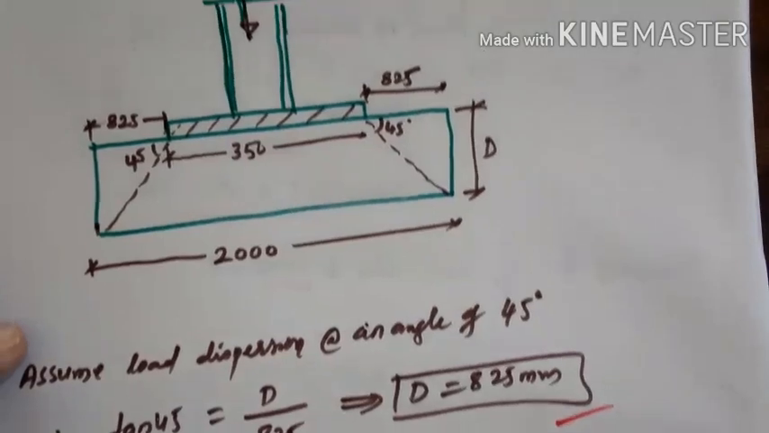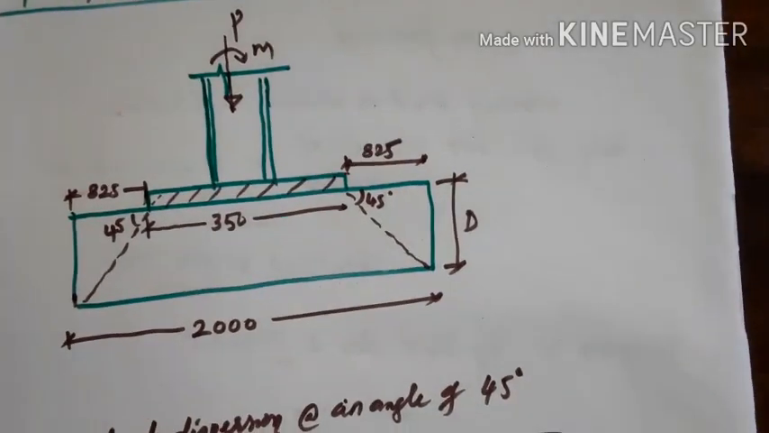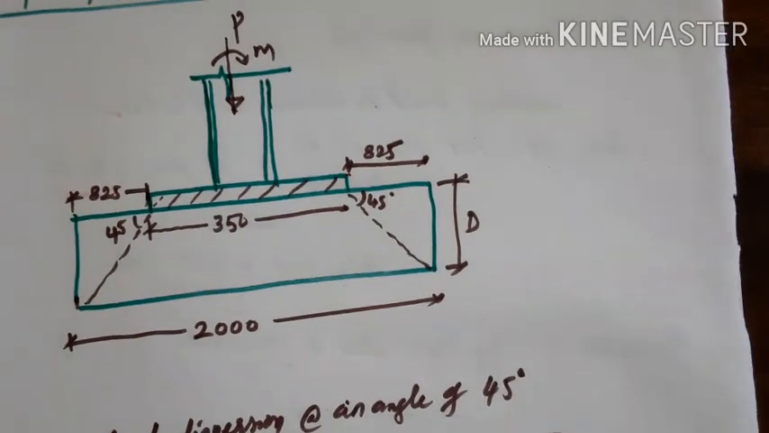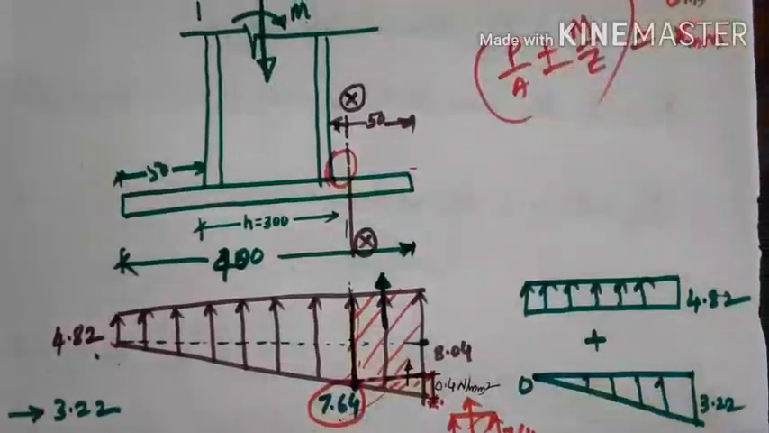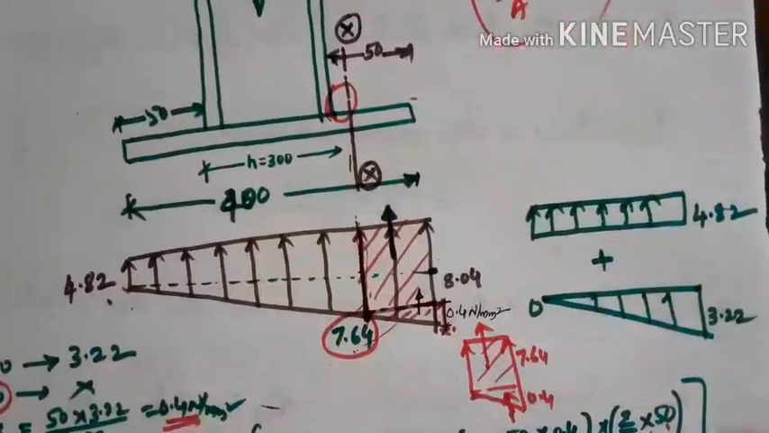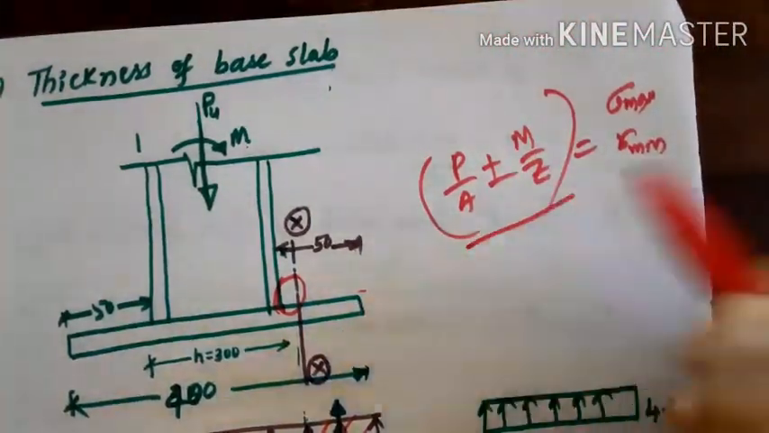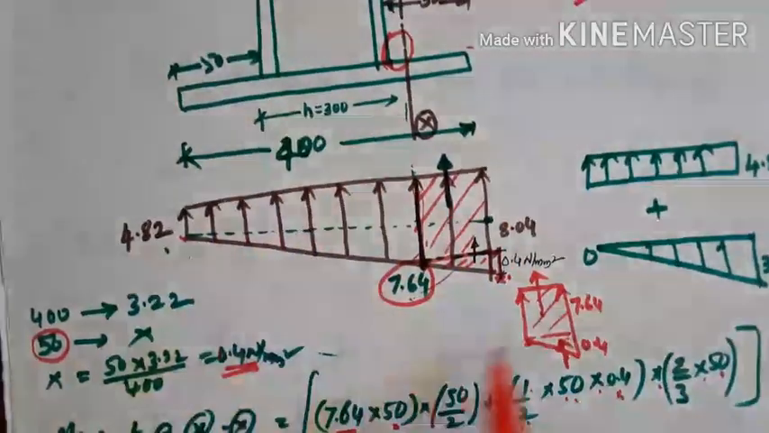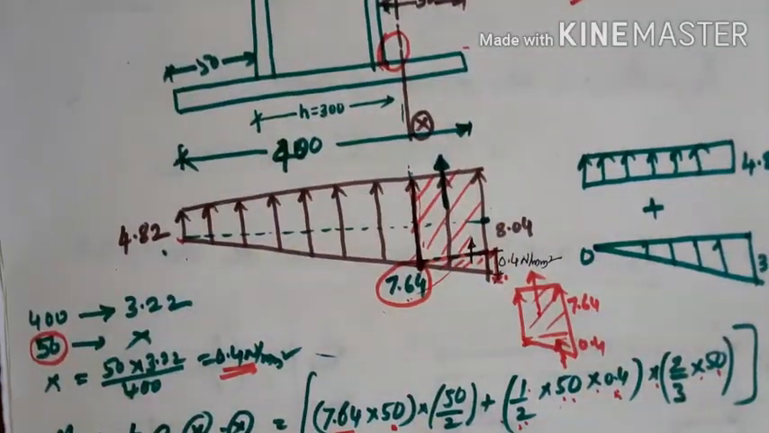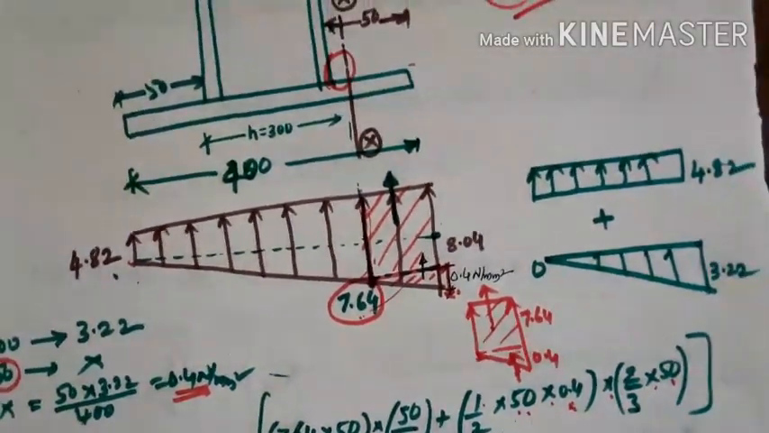Again, the design procedure and all is same, but the only thing, if it is accompanied by moment, then you have to follow this procedure. You have to calculate this formula to be used, then calculate maximum and minimum stress, then this is a pressure diagram, then you have to calculate the thickness, and rest all steps remain the same.